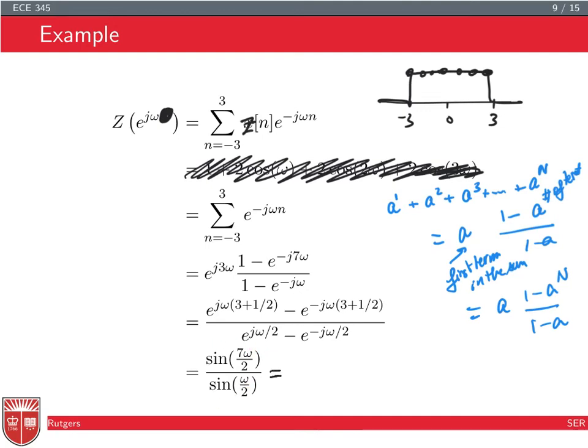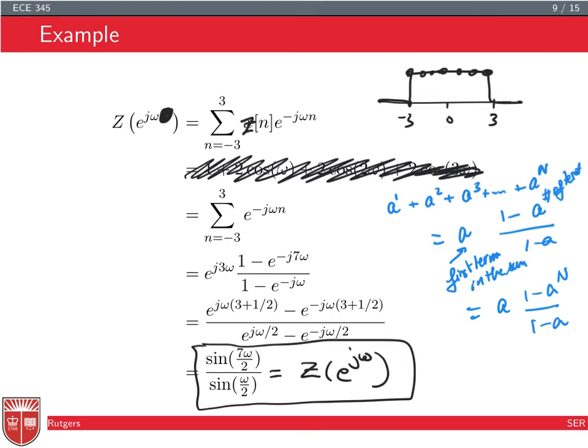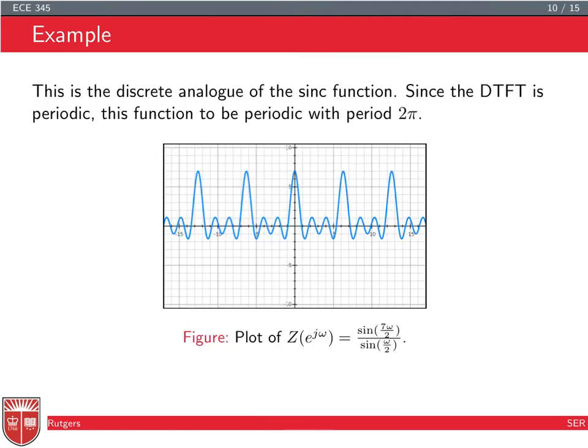So this is equal to the DTFT of this box function. It's sine of 7 omega by 2 divided by sine of omega by 2. And this is how it looks when you plot the DTFT of the box function. So it's the equivalent of the sinc function, if you want to think of it this way, but it has to be periodic because it's a DTFT. So this is how it looks.